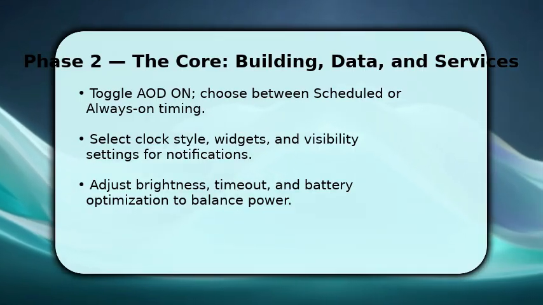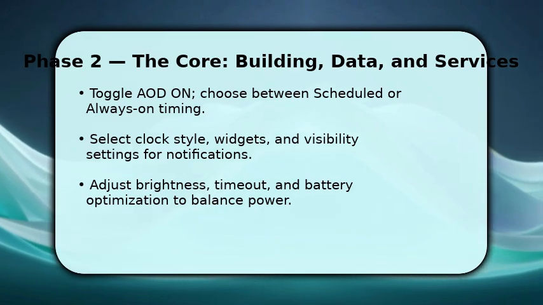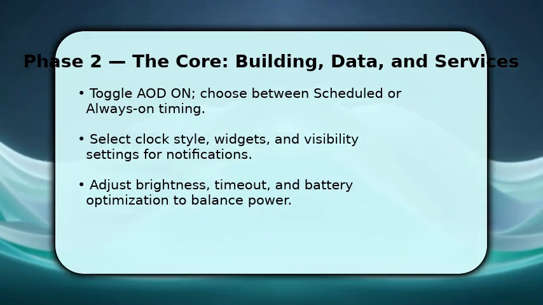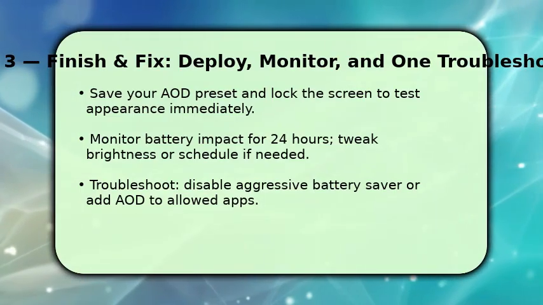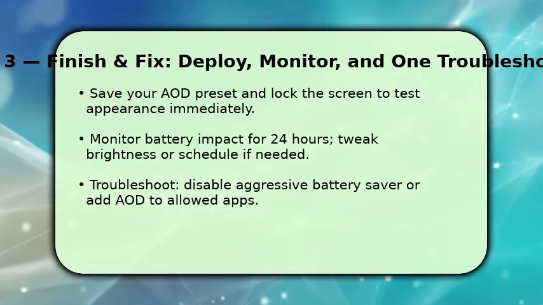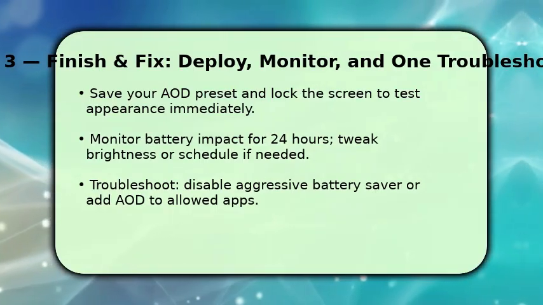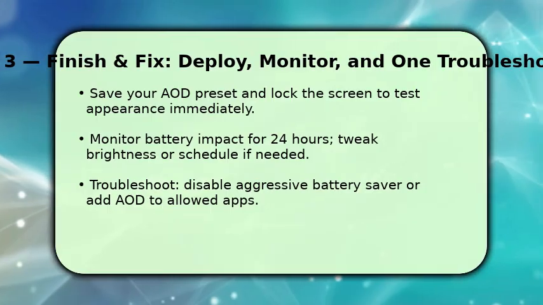That prevents intermittent issues. You're almost done. Save your settings and lock the phone to verify the always-on display appears as expected. Test it for a few minutes, then monitor battery impact over 24 hours and make small tweaks. Lower brightness or use a scheduled window if drain is noticeable.